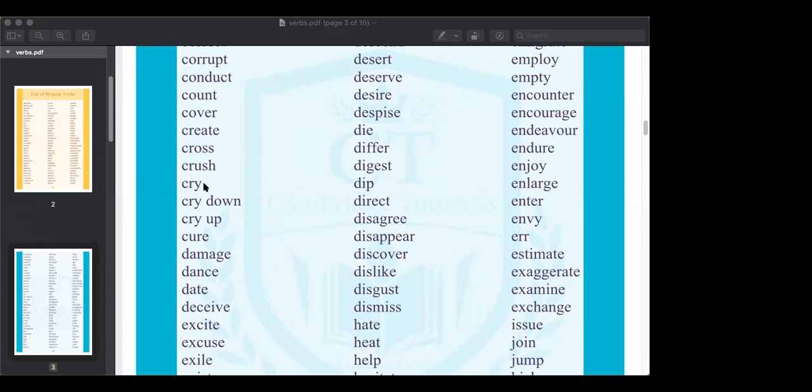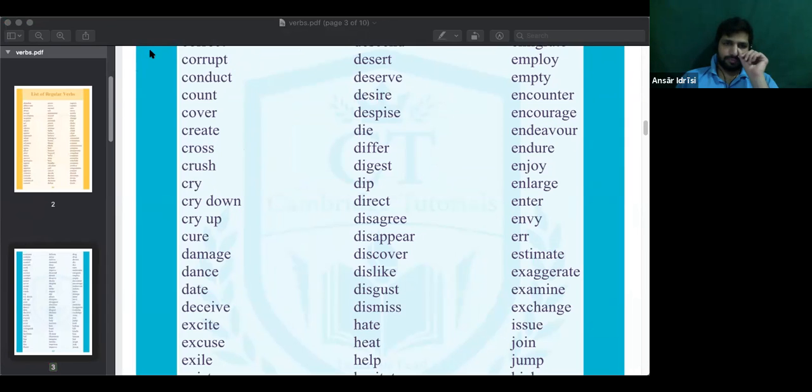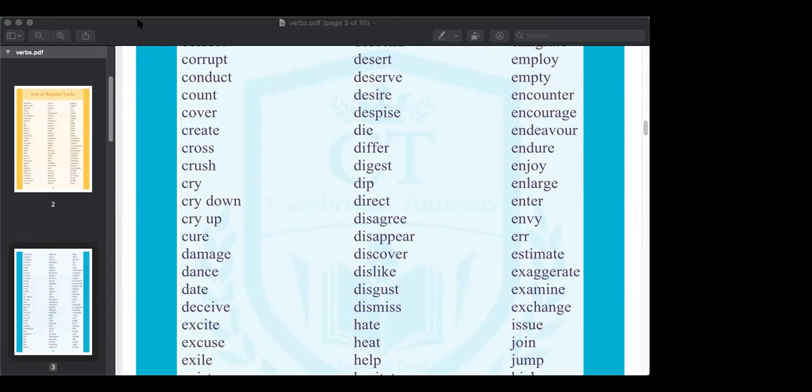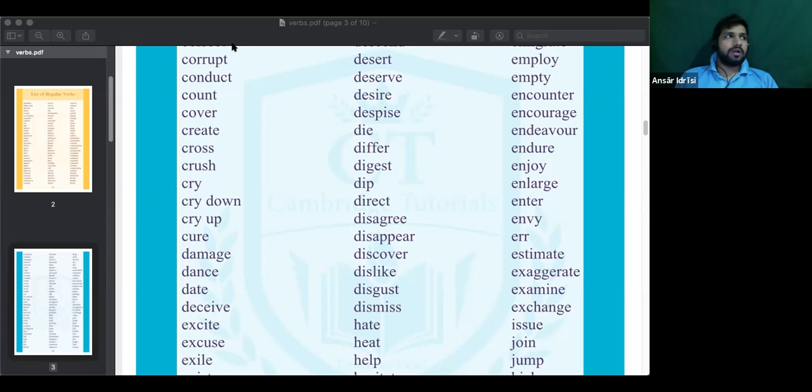I need to encounter. Do I need to encounter? I didn't encounter. Encounter. Next. I need to cover. Do I need to cover? I don't need to cover. I don't need to count. Very good. Count. Cover. Make sentences with you need to.